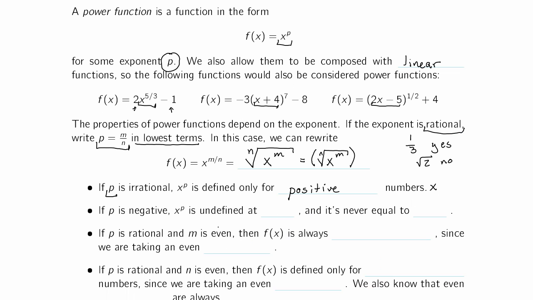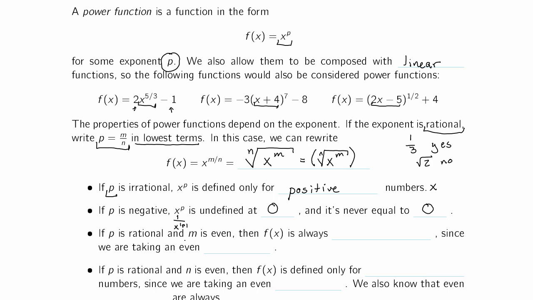If our exponent is negative, so remember, if the exponent is negative, this is something like, make the exponent positive and put it in the denominator. So that's undefined at 0. And taking 1 over something, we also never get 0. So we can't have 0 as the input, and we can't have 0 as the output.